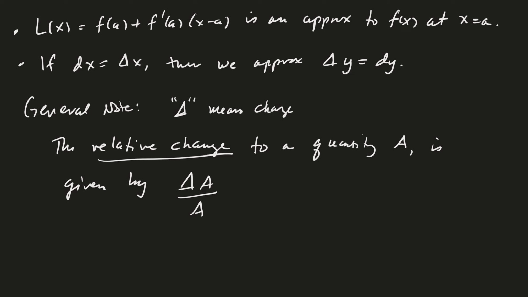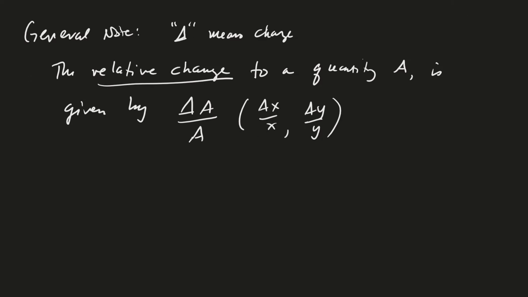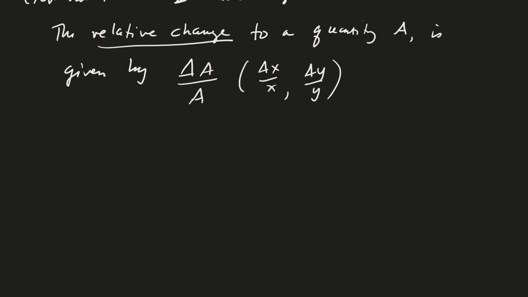Now I'm using a because a could be x, it could be y, or it could be another variable v, for example. So delta x over x would be the relative change in x. Delta y over y is the relative change in y. Okay, and so on. This is something that's used frequently without really defining it a lot of times. Okay, so let's go ahead and work through a few examples here.